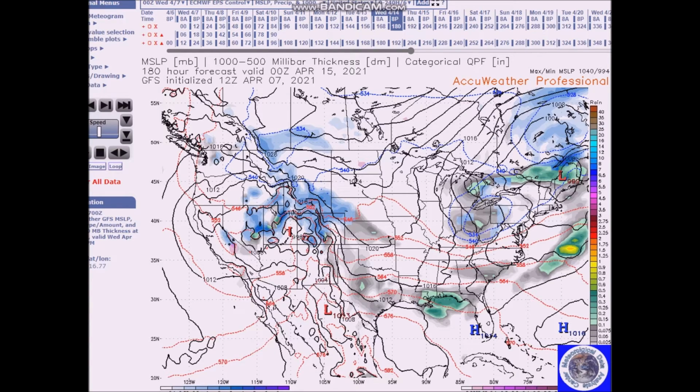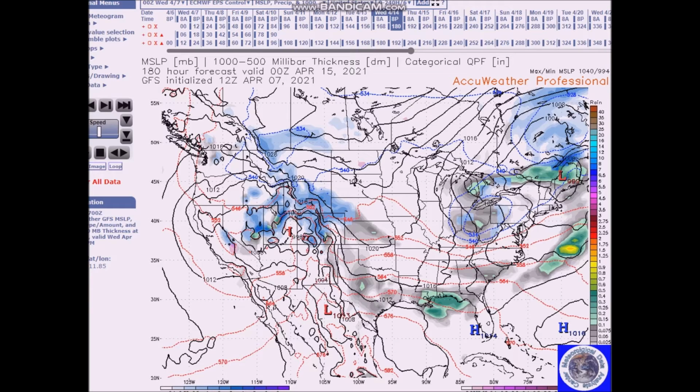And several weak systems move into the west, along with an upslope flow and a low level flow, and will bring snow and rain precipitation to the south central Rockies.